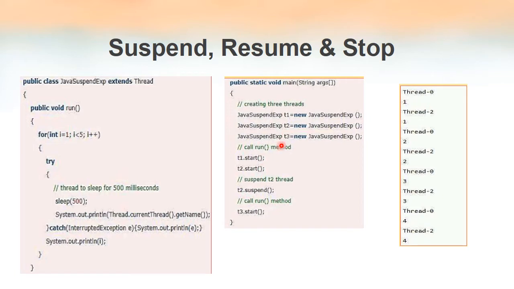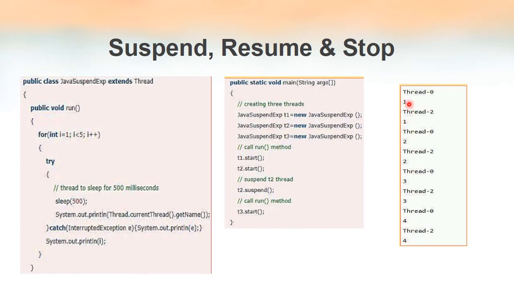Once we create the threads, we have to call the start method, then only the thread will start working. So we are calling T1.start and T2.start. When we call the start method, the corresponding run method will be executed. So when we call T1.start, it first asks the thread to sleep for 500 milliseconds. 500 milliseconds means half a second. So T1 will sleep for half a second, and then it prints the thread name. So we will get the output as Thread-0, and then it prints with System.out.println the value of i. The value of i will be 1, starting from 1.